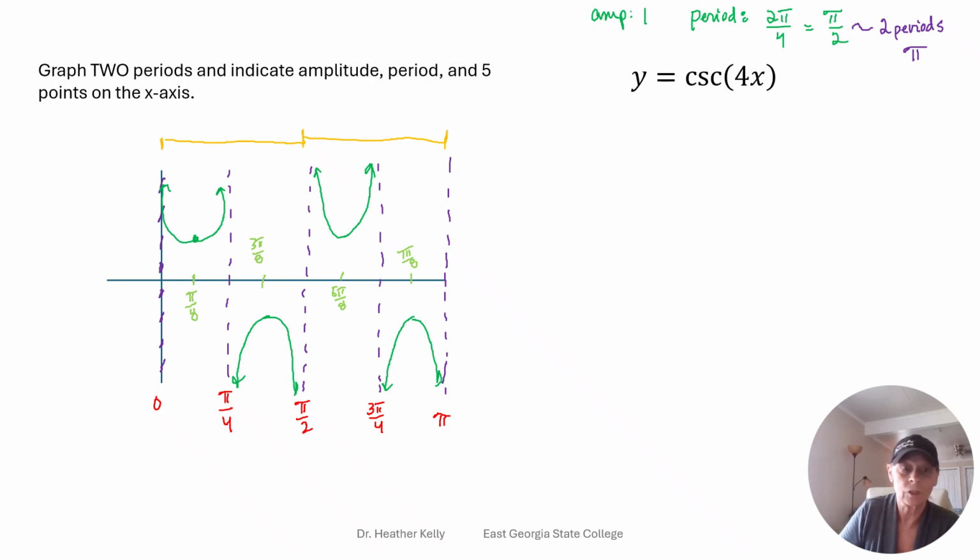So we don't have to do any real math. We just have to understand the pattern and understand how to count it up. So there it is. And we've indicated plenty of points on the x-axis.